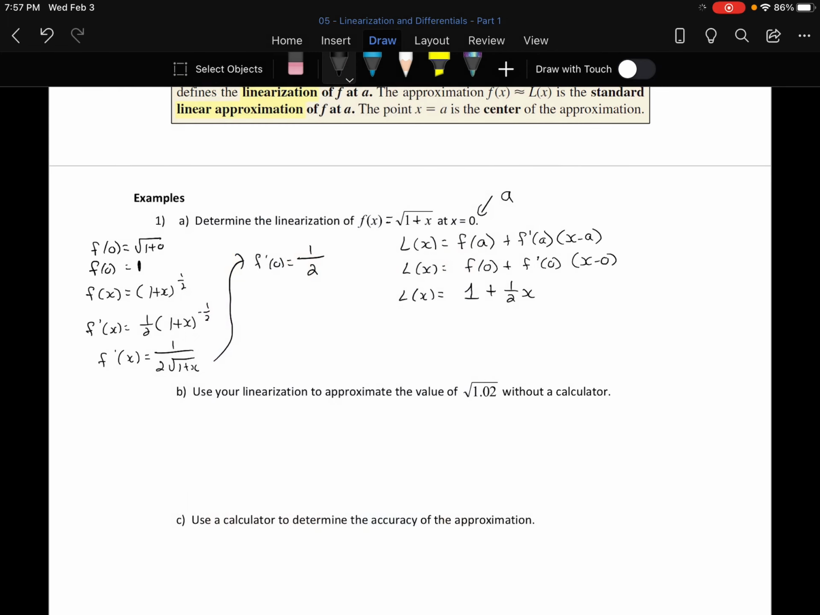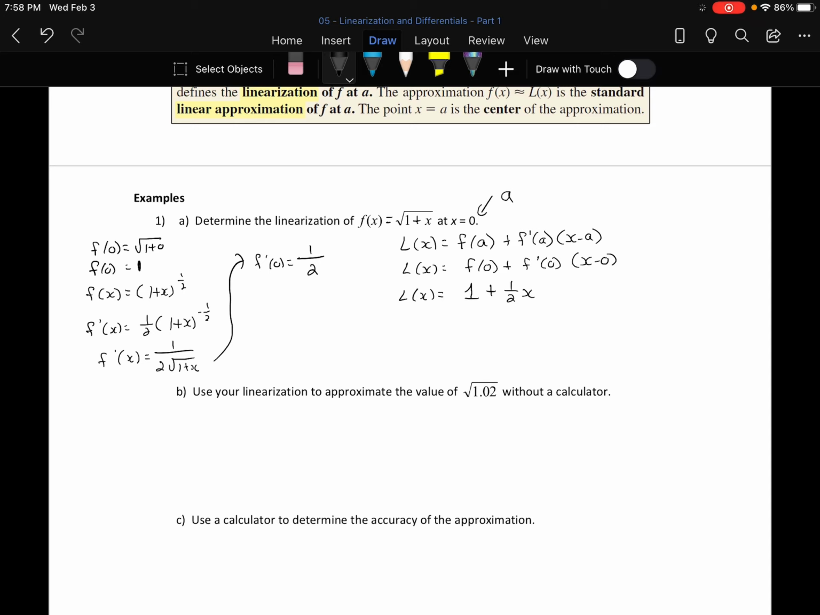Let's test it out. It says, use your linearization to find the value of the square root of 1.02. By the way, I need to mention that finding square roots in any kind of way without punching in your calculator is a very, very difficult idea. For many, many centuries, doing square roots was no simple task. But things like this made it so that you could estimate square roots very nicely. And you're going to see how that's done.